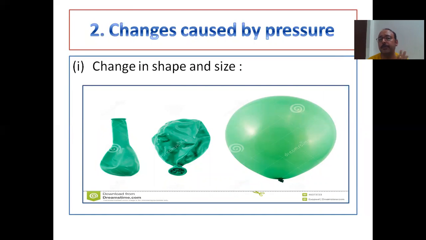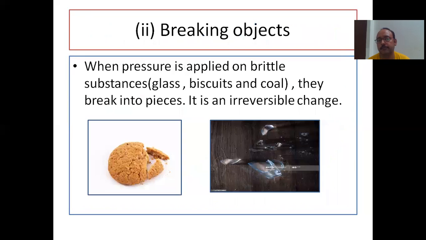Then changes caused by pressure. A very common example: whenever we fill air inside a balloon, it becomes inflated. When we inflate the balloon, its shape changes because we applied pressure. When you release or reduce that pressure, the shape of the balloon changes again. So this kind of change may take place. That is a reversible change we discussed already, right? This is the change due to change in pressure.